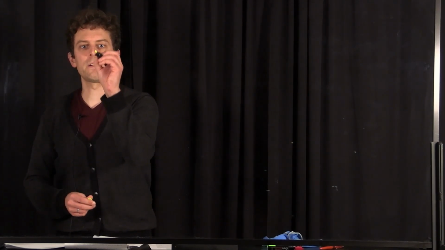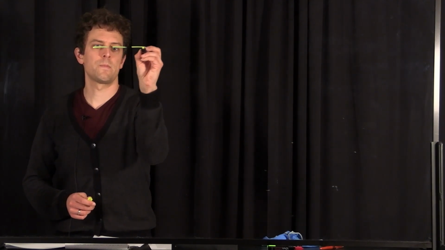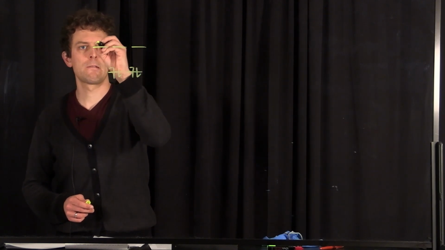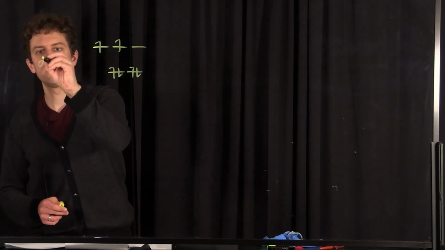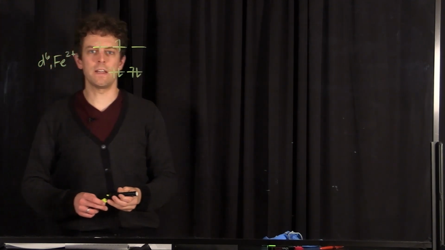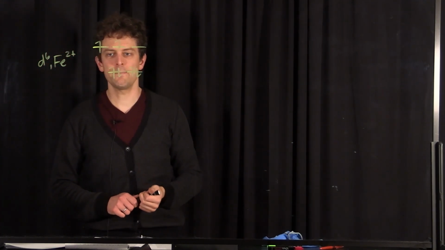Let's also see if there's a way that we can use UV-Vis data to understand the electronic structure of the complexes that we made in the lab. Let's go again to our tetrahedral iron 2 complex. That's a d6 iron 2, and this is technically the low spin configuration.